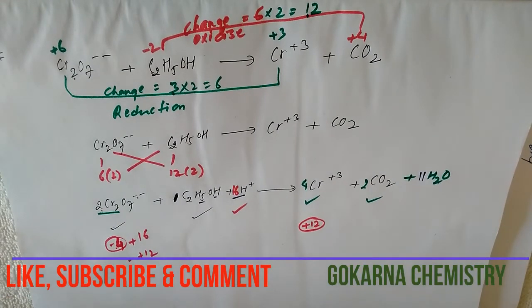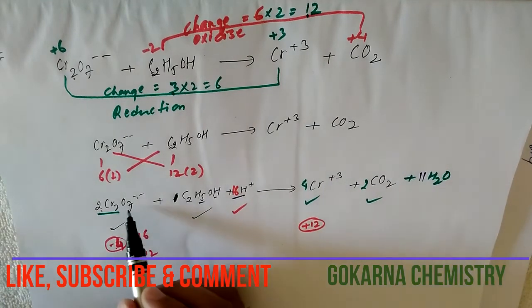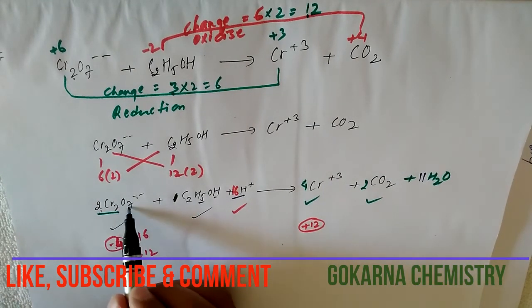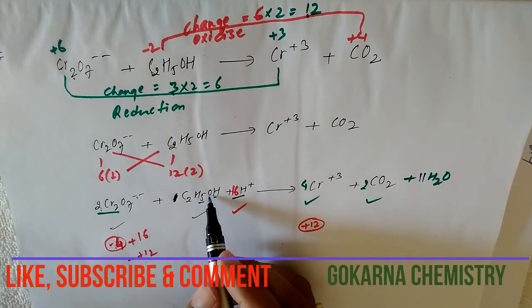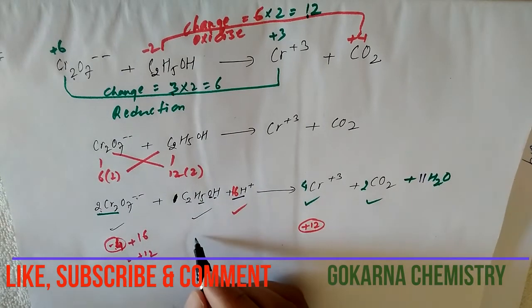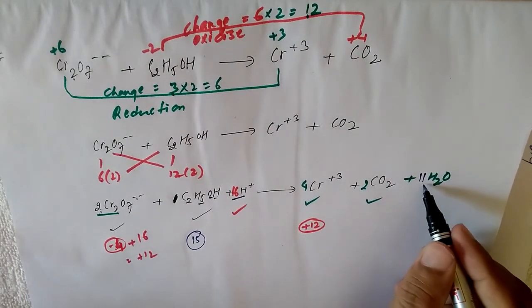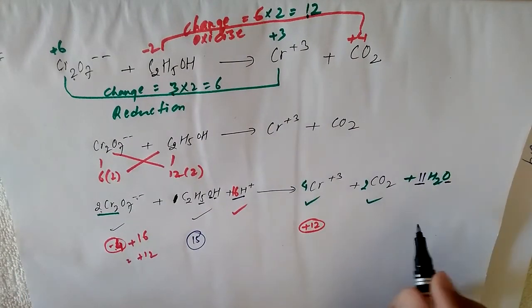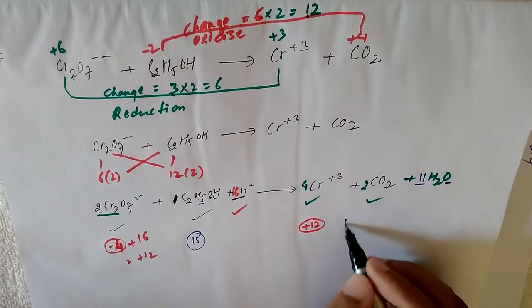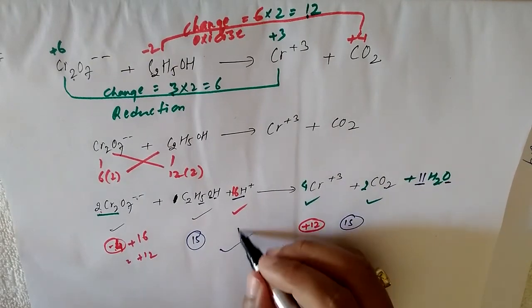Hydrogen is balanced. Now if oxygen is balanced, then our chemical reaction is balanced and right. Let us see how many oxygen atoms are on the reactant side: 7 times 2 is 14, and 1 more, so 15 oxygen. And on the product side, how many oxygen? In water 11, and here 4, so 15. So this chemical reaction is balanced.